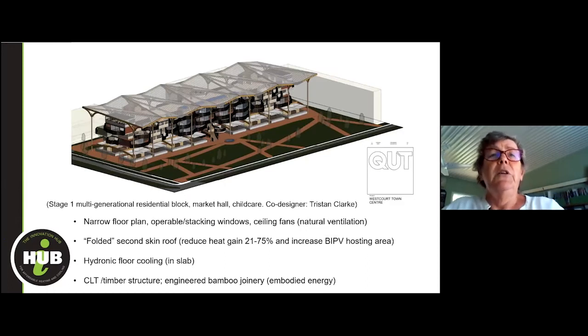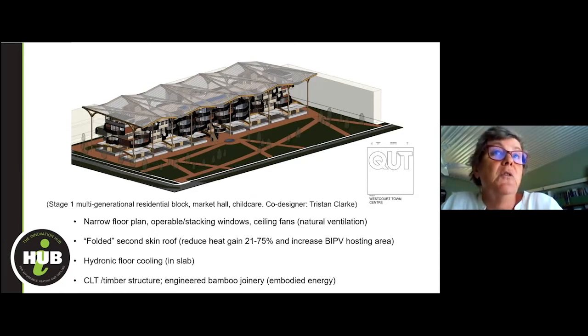So this is one of the solutions that I guess we think is one of the best integrated solutions. This is a multi-generational residential block with the bottom level being a market hall and childcare, designed by Tristan. It features a narrow floor plan with operable and stacking windows, with a large openable portion and ceiling fans for your natural ventilation.